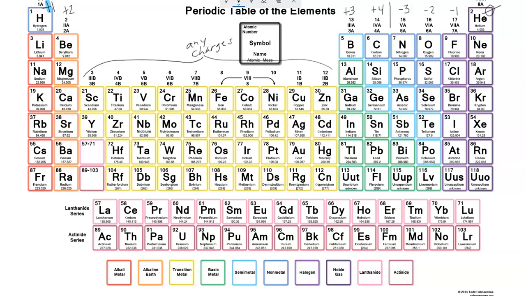But they definitely will all lose electrons. So they will have positive charges, but they can have any amount of charges. But I do want you to label a couple of these transition metals because they don't have any other charges. Like silver is always +1 and zinc is always +2.